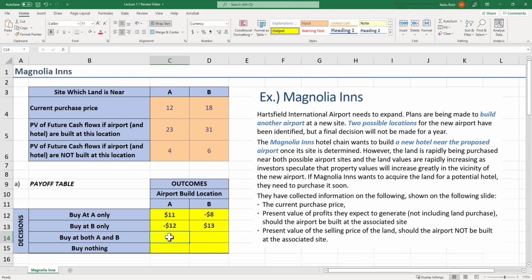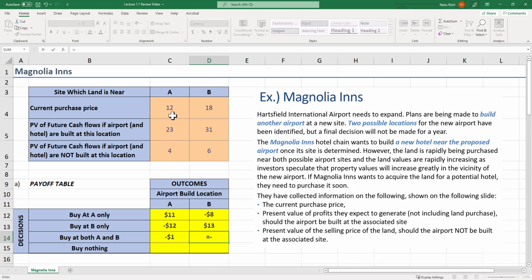Now, buying at both A and B means that I would be having the negative 12, so don't forget that negative sign, minus the 18 million for B. Plus, now in this case, I would have had the hotel built at A for the 23 million, because the airport is being built at A, and then I would have resold the land at B for 6 million, leaving me with a loss of 1 million.